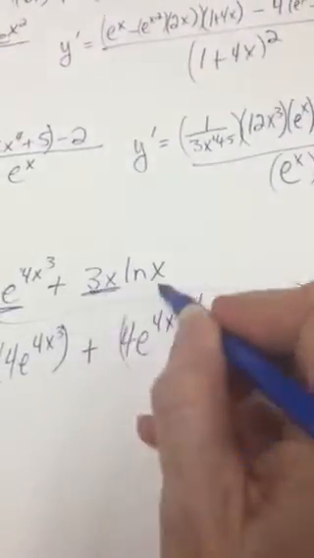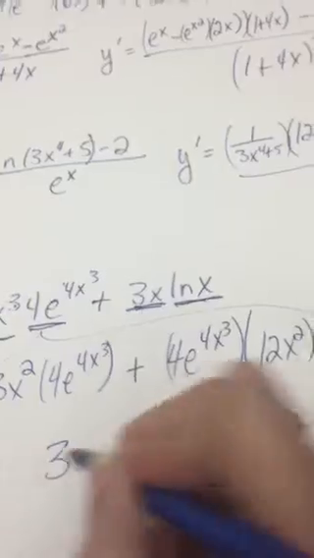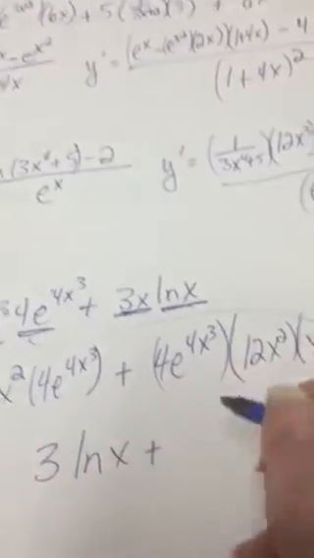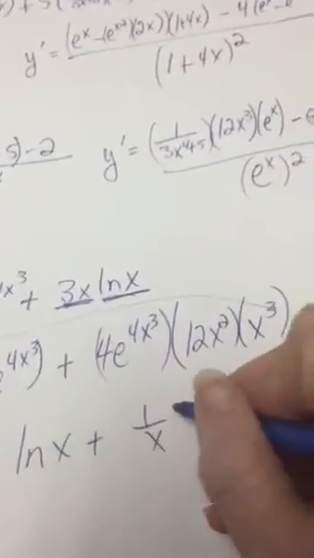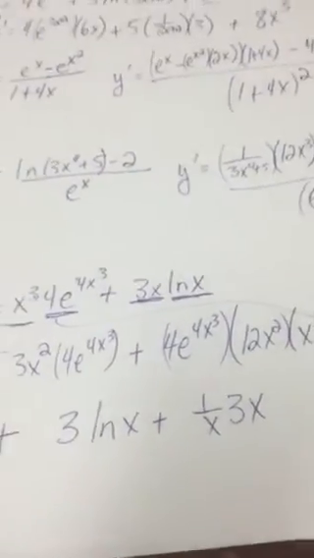Now I need to do the derivative of 3x natural log of x. So derivative of the first times the second plus the derivative of the second times the first. And you can reduce or you can leave it like this.